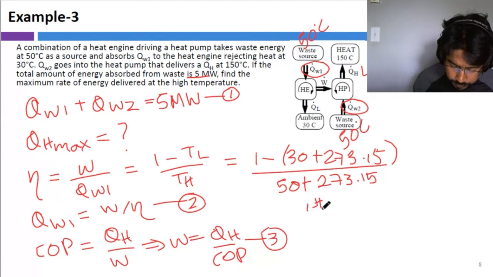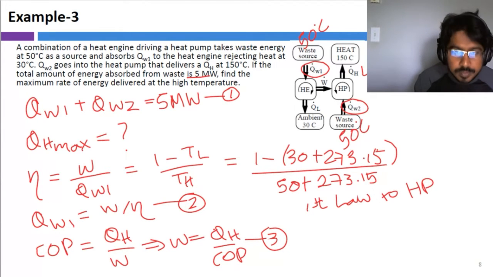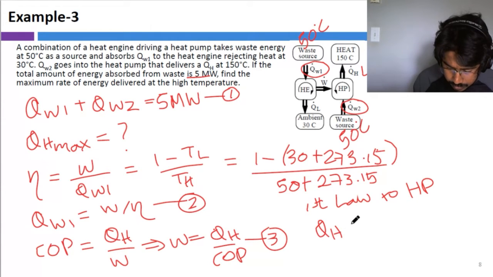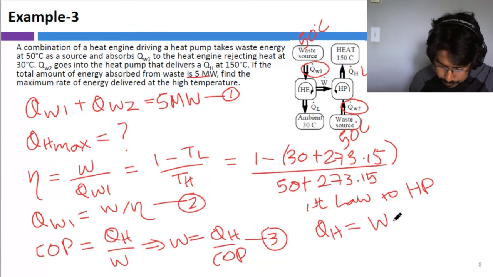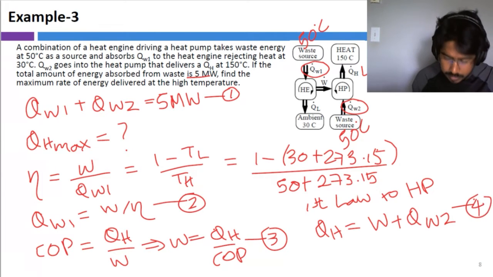So first law to heat pump, then we can say that QH equals W plus QW2. This is going to be the fourth relationship. If you solve these four relationships, then you can find the answer for QH. What we are interested in is finding QH.